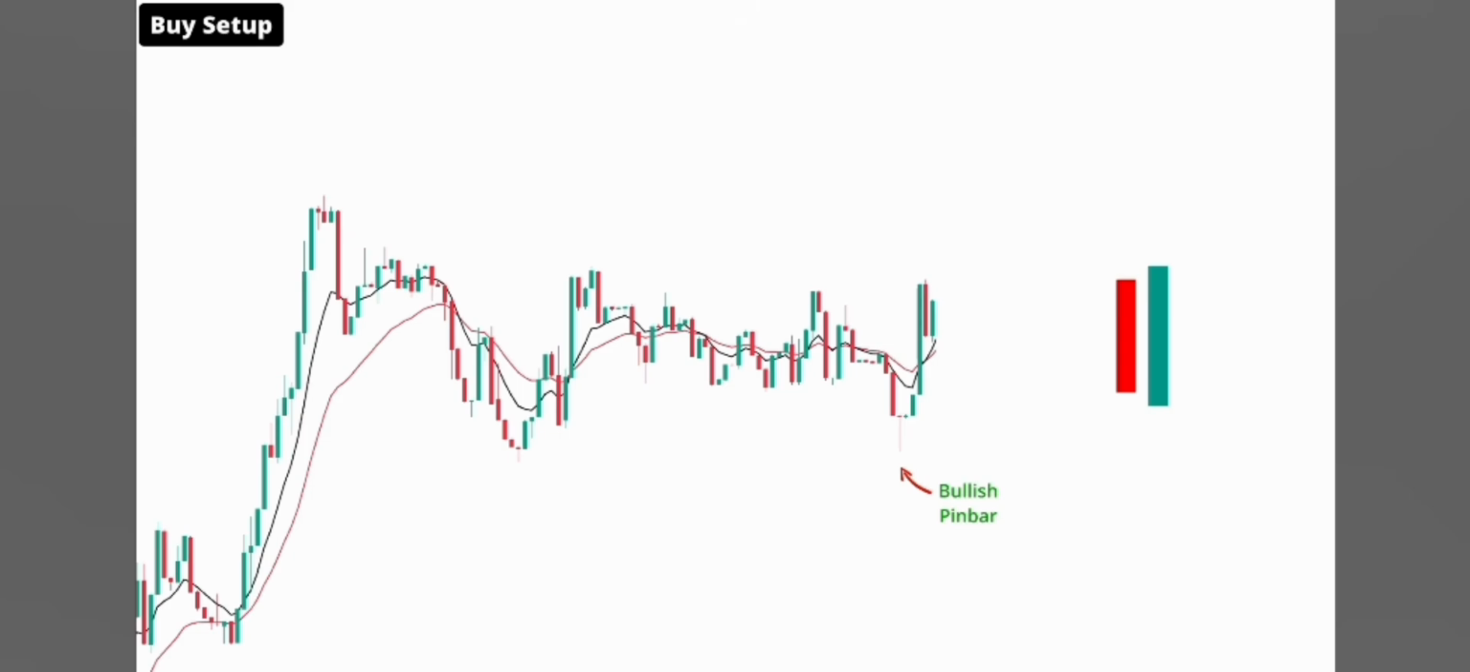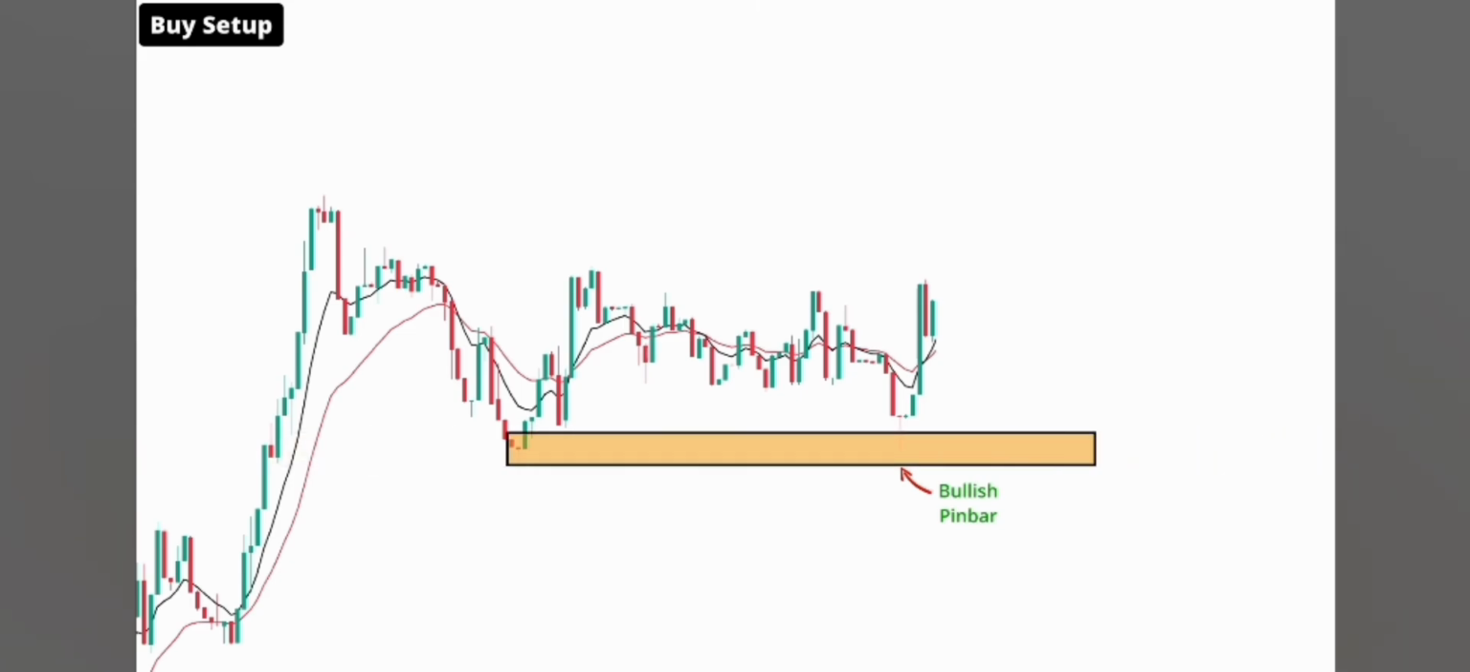Third, price action should confirm buyer strength. That means price is holding above a recent swing low, respecting a support zone, or breaking above a previous swing high. When all 3 conditions align, you have a high probability buy opportunity.